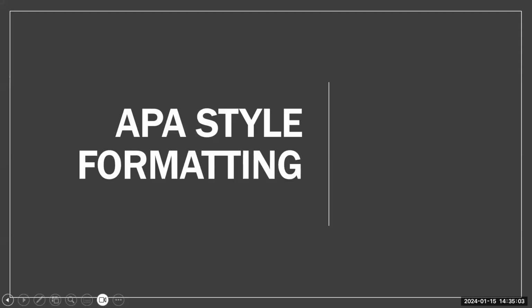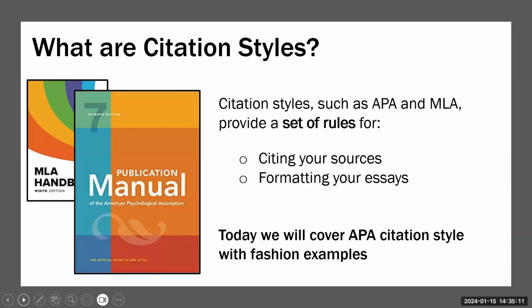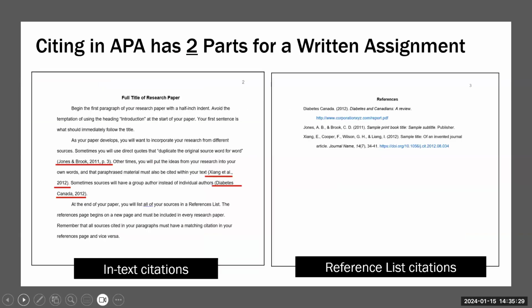Let's talk about the citation style that you're going to be using for your program, and that is the APA style. Here at Seneca, we provide support for both MLA and APA, and each of these styles provides a set of rules for citing your sources and formatting your essays. So we will be discussing APA today. This is an example to show how APA has two parts for a written assignment. I've underlined on the left-hand side the in-text citations that must be there when you are creating your written assignment. They must have a corresponding full citation on the references list. So you cannot have a references list without in-text citations, because that would create a plagiarism scenario.